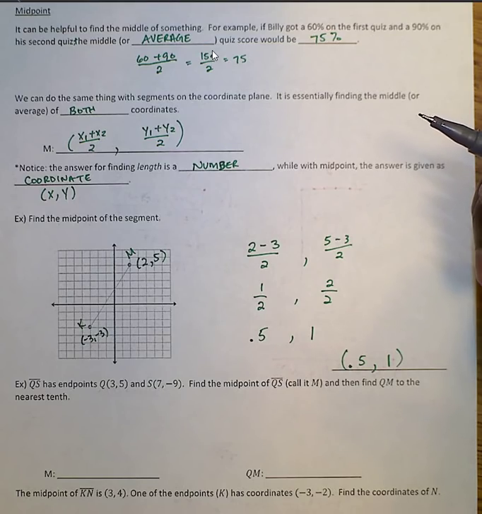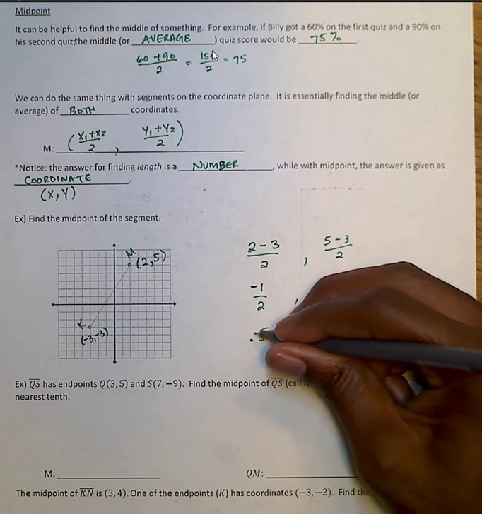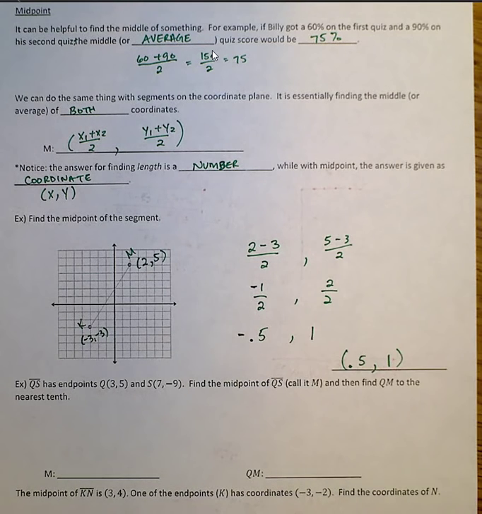2 minus 3. Oh, that's negative 1. Look at that. And that's why you check your work. 2 minus 3 is negative 1. If you guys said that to yourself and were screaming at the screen, gold star for you guys. It's invisible, but you got it.